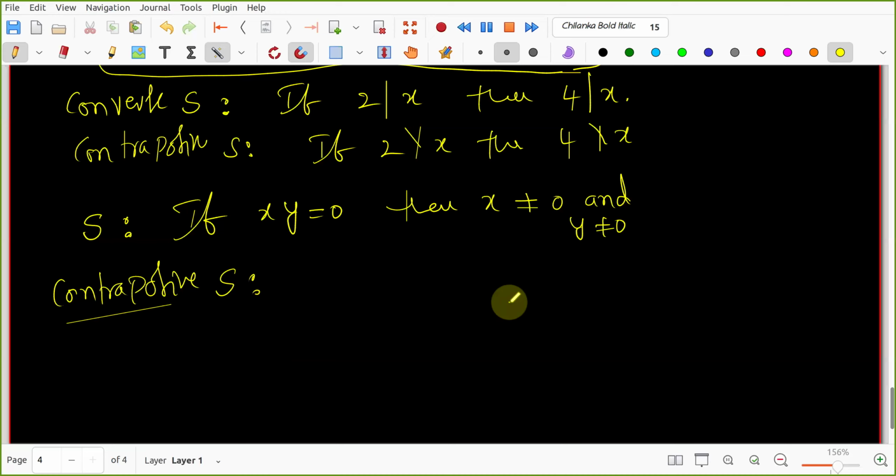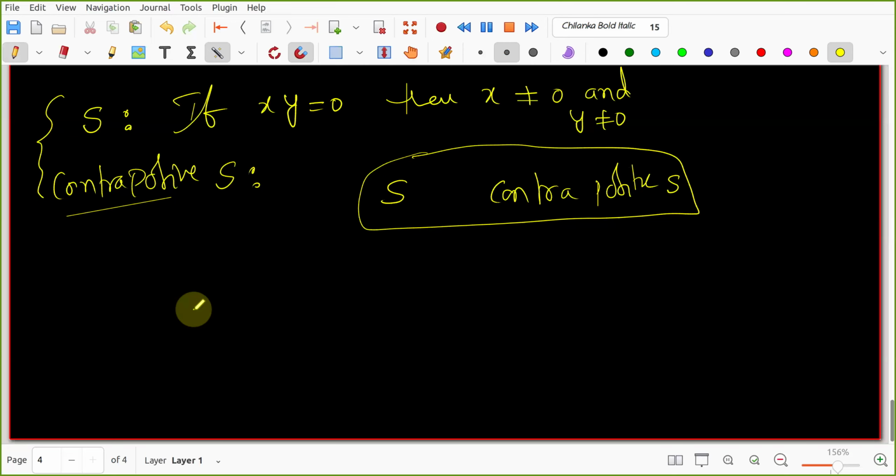Okay, Sujit Kumar Gupta. Yes, sir, I have an example. If fish is in water, then fish is in lake. Our converse is: if fish is in the lake, then fish is in water. This is my original statement.